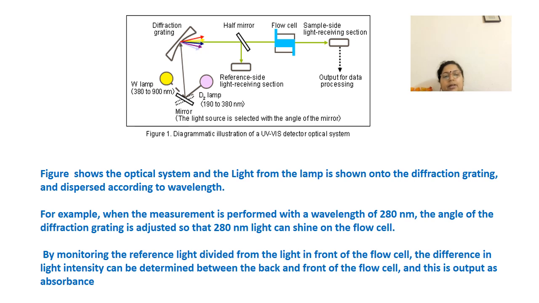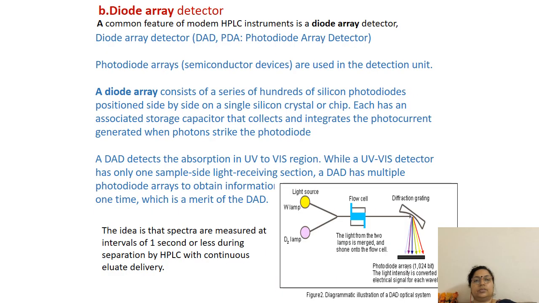For example, when the measurement is performed with a wavelength of 280 nanometer, the angle of the diffraction grating is adjusted so that 280 nanometer light can only fall on the sample that is flowing through the flow cell. Here, the intensity of light will be measured before entering the flow cell and after coming out from the flow cell. From the difference, we can monitor the amount of light that is absorbed by the sample.